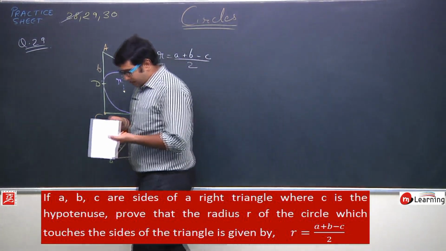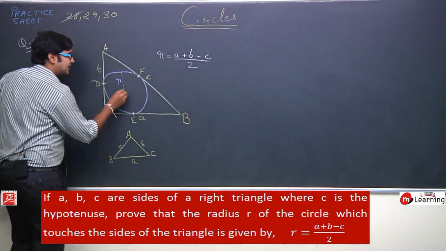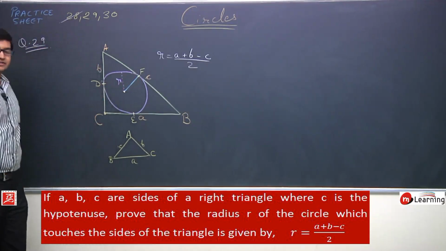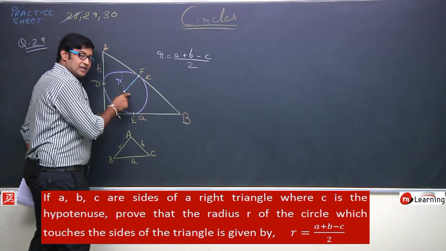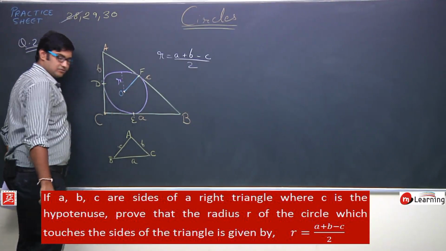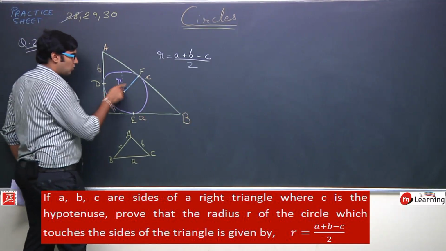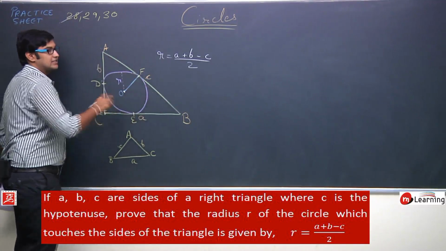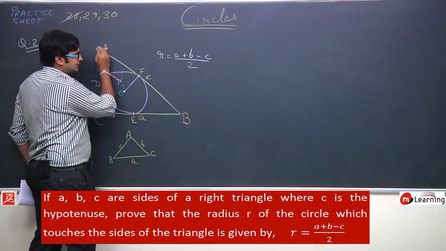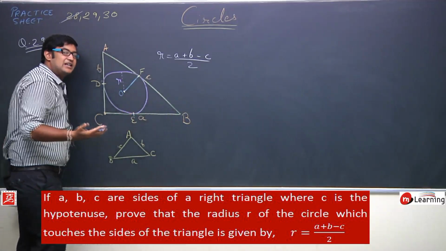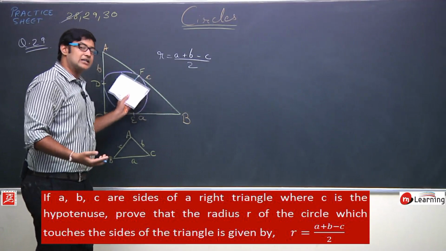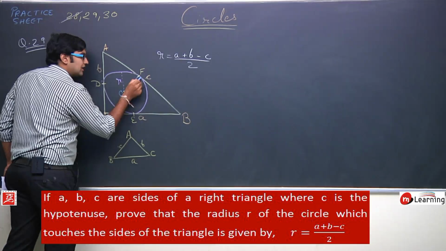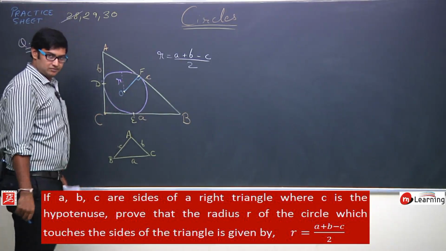Now if I join this center with this F point, let us say O is the center, I can see that OF is perpendicular to this particular tangent. Because AFB is a tangent to this circle, as the circle touches AFB at point F, this particular angle will be 90 degrees by theorem 1.